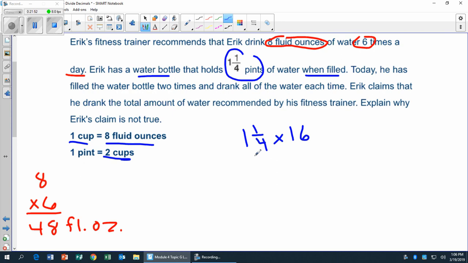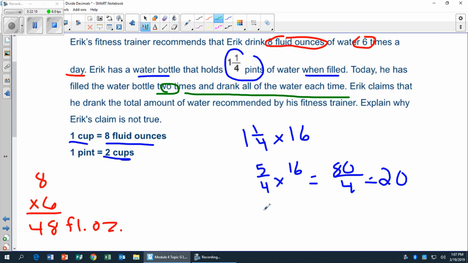So we're going to now turn this into an improper fraction because we keep talking about how that's what we need in order to multiply mixed numbers. And in this case, we end up with 80/4, which is equal to 20. But now we're going to keep reading, and it says, he has filled the water bottle 2 times and drank all the water. So this is for 1 time we just figured out, and now we need it for 2 times. So he has drank 40 fluid ounces.